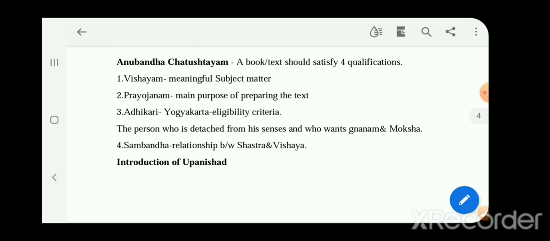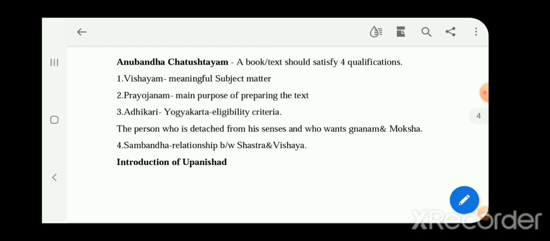A text or any book should satisfy 4 qualifications. Those qualifications are Vishayam, Prayojanam, Adhikari and Sambandha. These are the 4 main qualifications a book or any text should satisfy. We'll see them one by one.